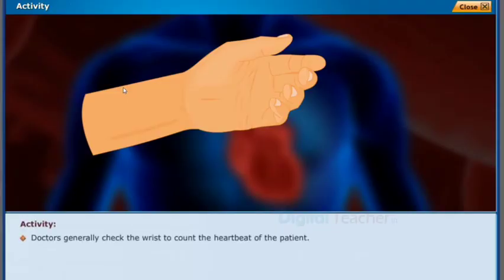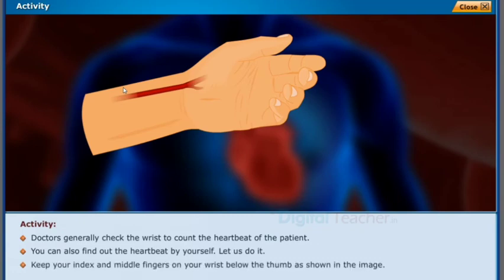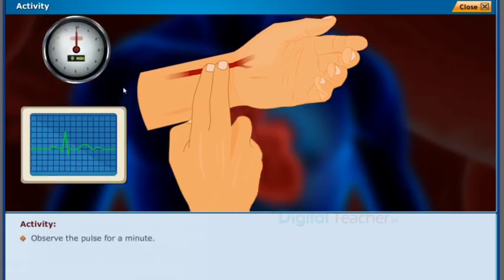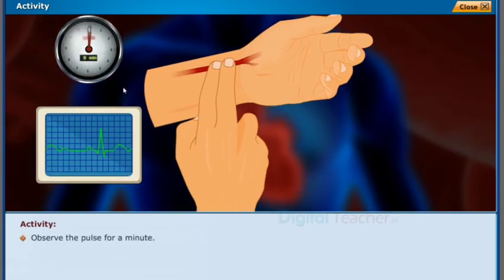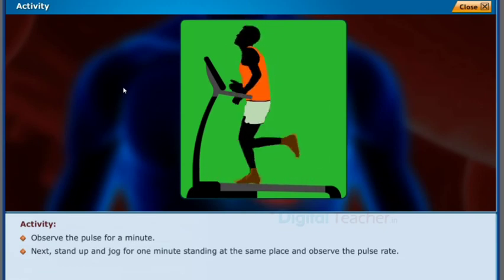Doctors generally check the wrist to count the heartbeat of the patient. You can also find out the heartbeat by yourself. Let us do it. Keep your index and middle fingers on your wrist below the thumb as shown in the image. Observe the pulse for a minute. Next, stand up and jog for 1 minute standing at the same place and observe the pulse rate.